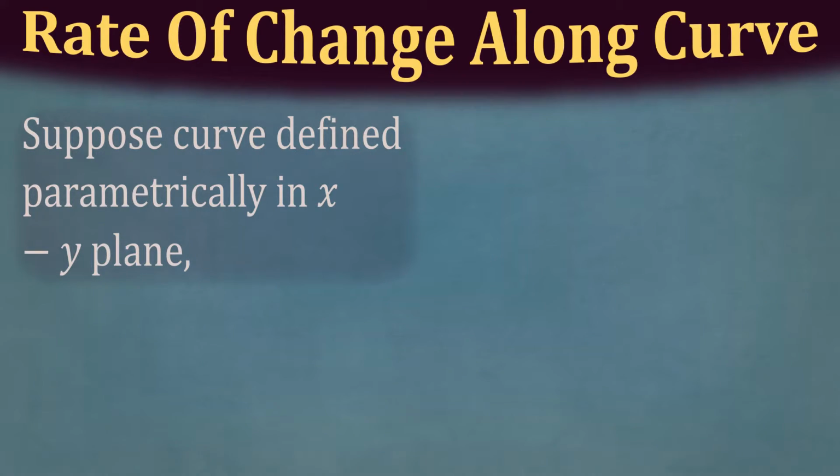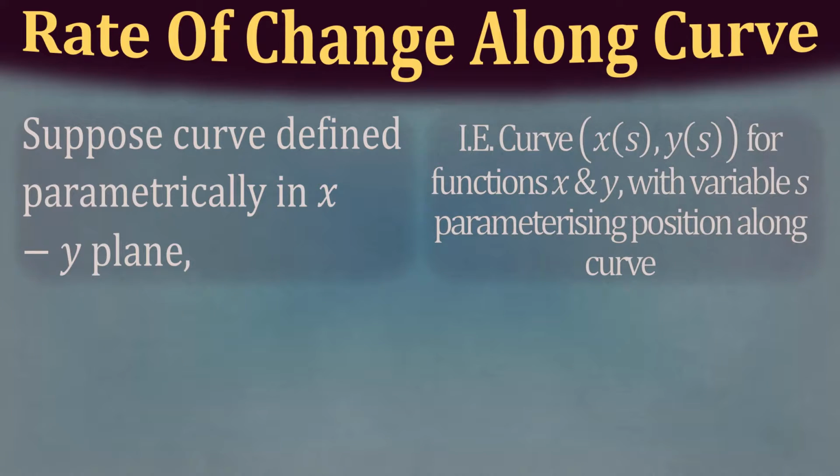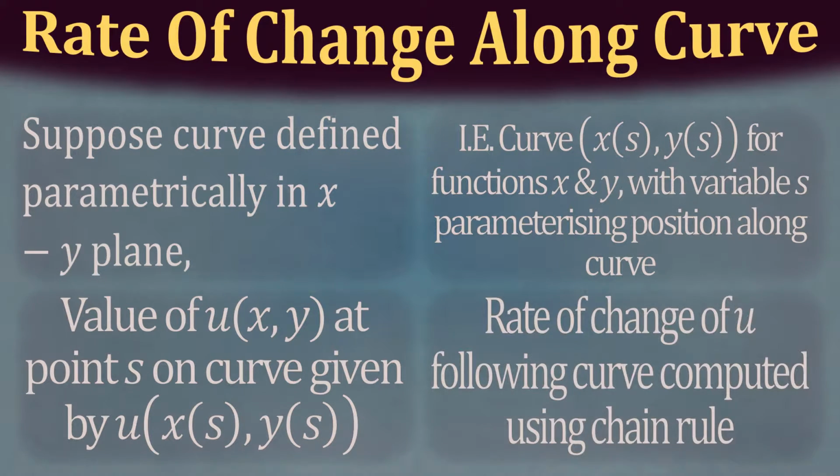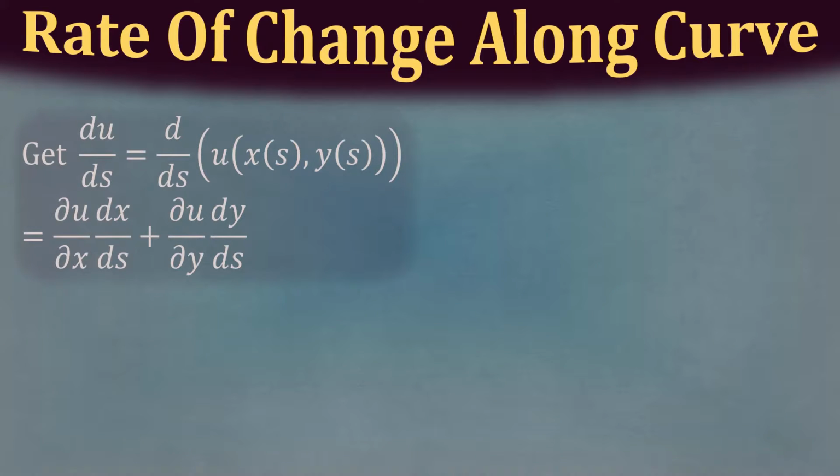Suppose we have a curve defined parametrically in the xy plane, i.e. we write the curve as x of s, y of s for some functions x and y, with the variable s parameterizing the position along the curve. Then the value of u of x and y at the point s on the curve is given by u of x of s, y of s. The rate of change of u following the curve can be computed using the chain rule.